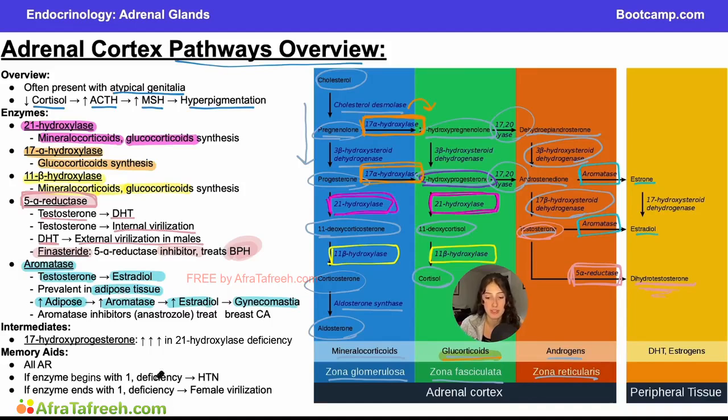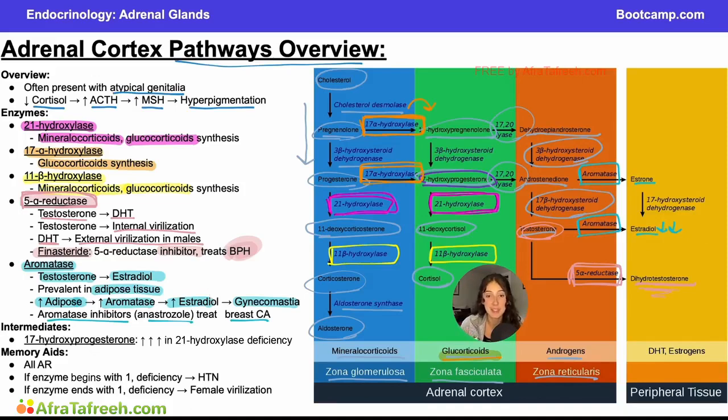And then an important clinical tie-in here, aromatase inhibitors such as anastrozole can sometimes be used to treat breast cancer. And that should make sense to you because if we are inhibiting aromatase and we are decreasing levels of estradiol, we are decreasing stimulation to grow more breast tissue, which of course is helpful in the treatment of breast cancer.